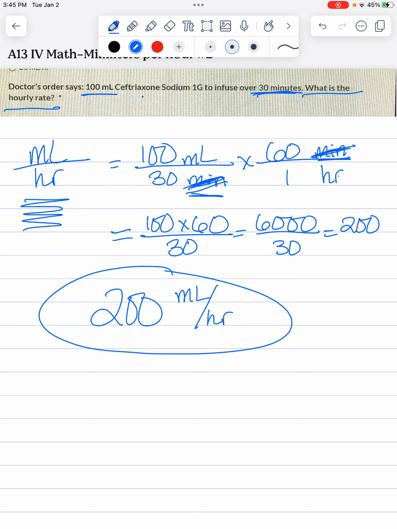IV fluids, like normal saline or lactated ringers, I have seen them as high as 150 unless somebody is in fluid volume deficit, and then we'll maybe bump it up to 200. But your normal ranges there, 50, 75, 100, 125, something like that, okay? So just kind of make sure your answer makes sense as well.